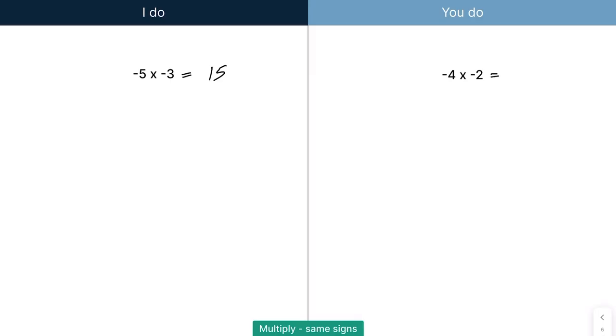And hopefully you've pressed pause and had a go at this. So the answer, 4 times 2 is 8. And the sign is positive because we have 2 negatives. Okay, when the signs are the same, the answer is positive.